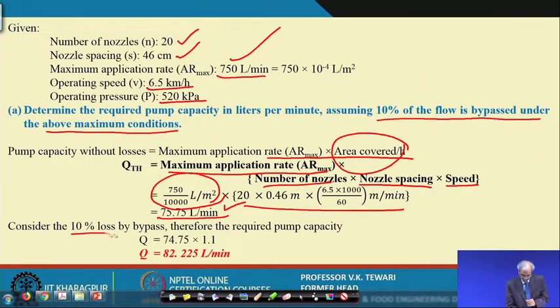Now, consider 10% loss by bypass, that means this is bypassed, then what will happen? The pump must give more than this, because there will be a loss of this.